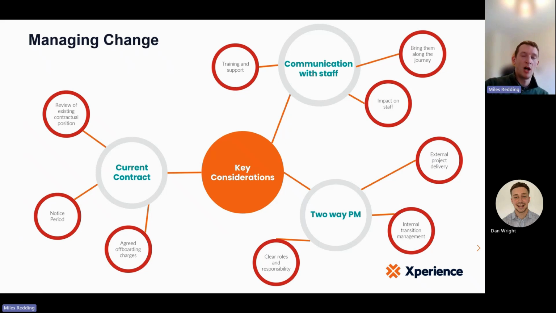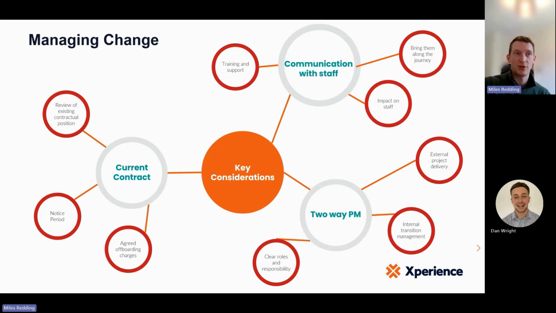The second part is what I would call two-way project management, with PM there meaning project management. Too often we see that the onus is entirely on the incoming provider to manage that project. That works to some extent, but it often overlooks the key stakeholders in this, which is ultimately the organisation staff. And most external PMs just won't manage that side of it because it's outside of their specific remit from that project. So the external project delivery will be managed and owned by the incoming provider, but there needs to be an element of ownership internally as to how you're going to transition that.